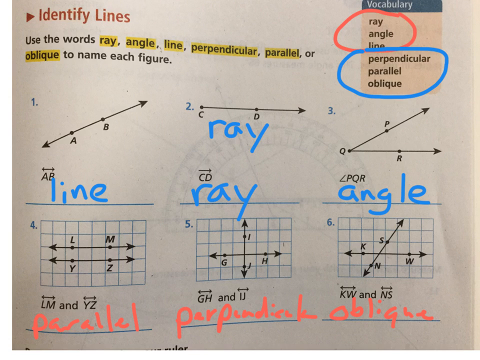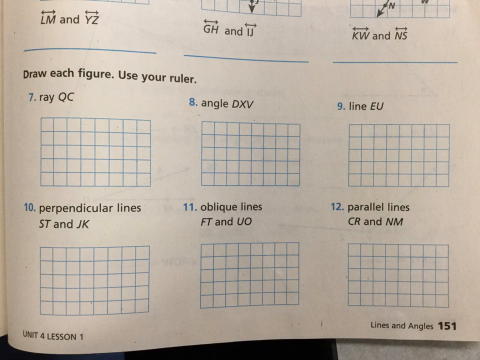All right, now look down at the bottom of the page. It wants you to create a ray for number 7, an angle for number 8, a line for number 9, but it gives you ray QC, so you have to actually put the point and label it as well. So draw a ray, draw an angle, draw a line. It says use your ruler. You've got the grids there, so you can just draw nice and straight lines.